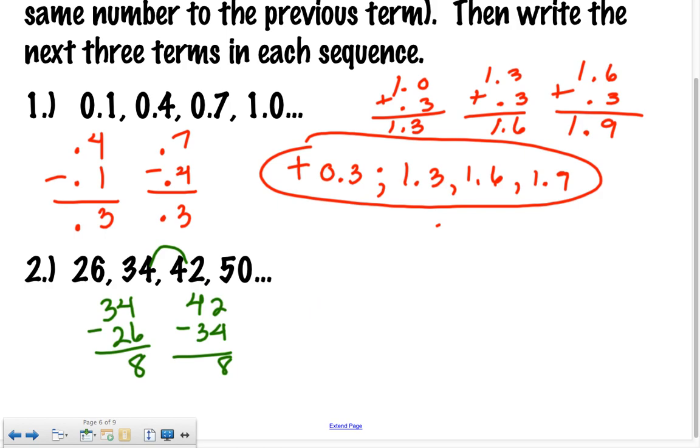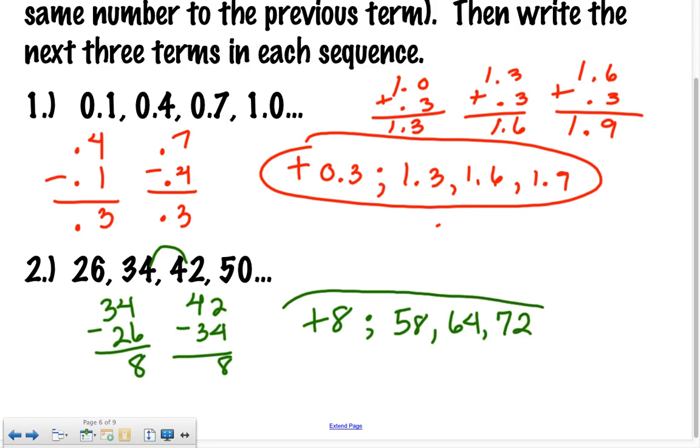So that is the rule, plus 8, and then the next 3, use our semicolon, is just going to be adding 8 to this. So 50 plus 8 is going to give us 58, and 58 plus 8 will give us 64, and 64 plus 8 gives us 72. So that is the next three terms. So the rule is plus 8, and the next three are 58, 64, and 72. All right, moving on to the next question.